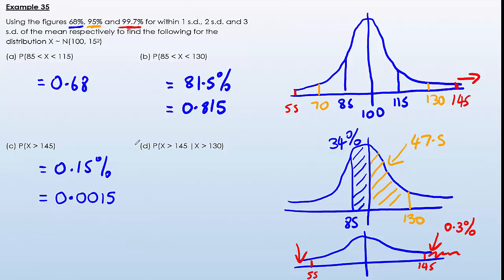Part D here is beyond the scope of the Year 11 applications course, so I'm going to remove that from the notes.